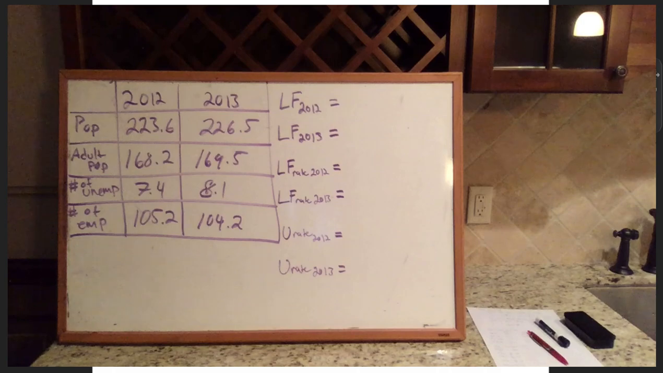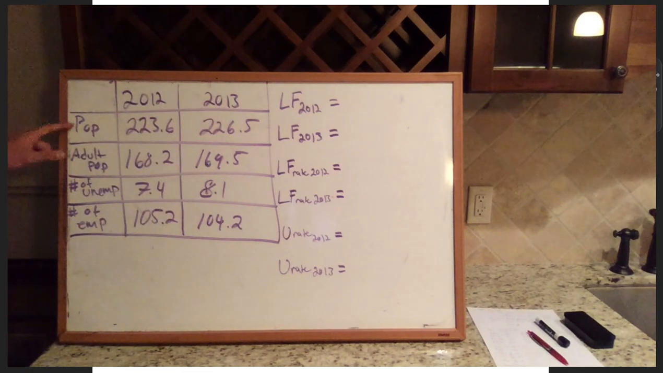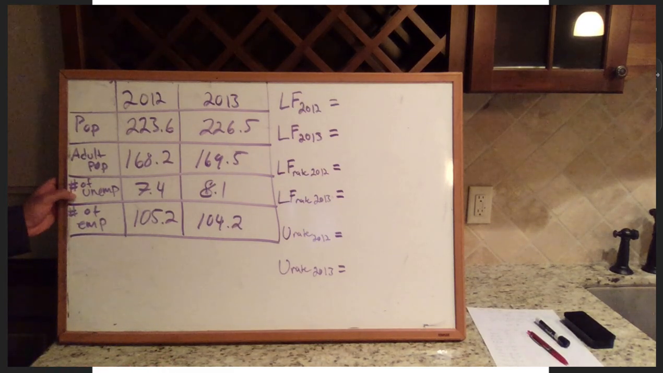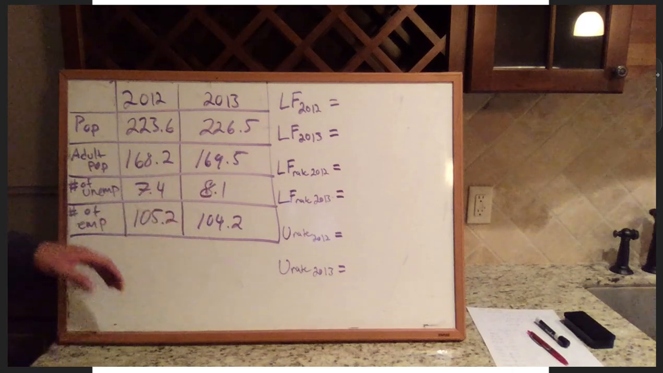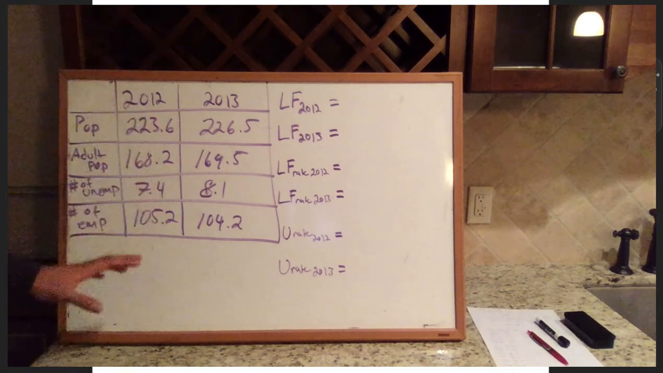All right, class, now we're going to talk about unemployment. You can also refer to my previous video I posted about unemployment. This is just another practice problem. I would give you an output of a country. You have 2 years, 2012, 2013. I give you your overall population, your adult population, so individuals 16 and over, number of unemployed, 7.4, 8.1, number of employed, 105.2 and 104.2. Again, these are all in millions.